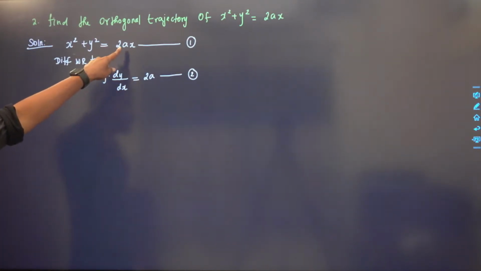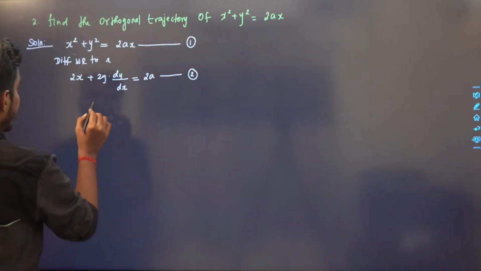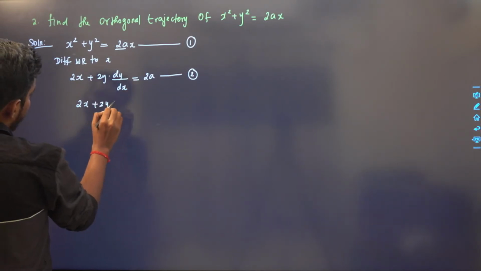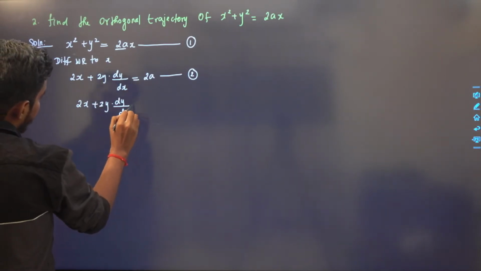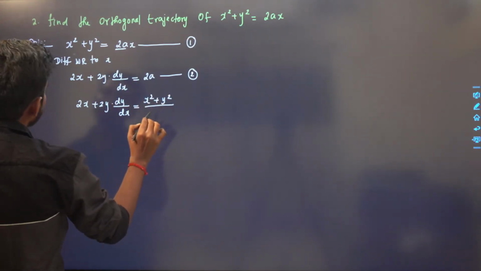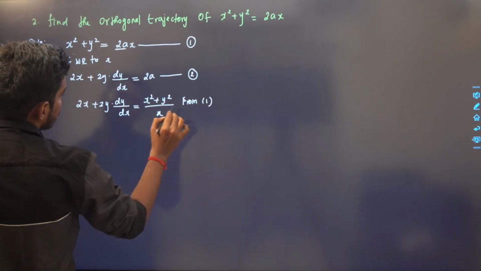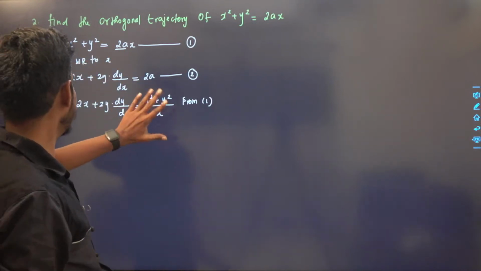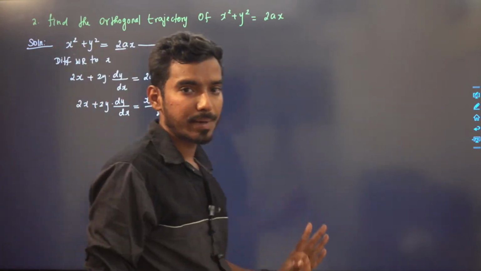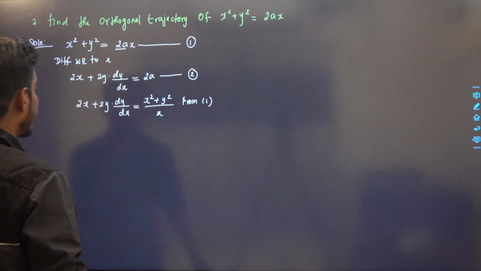So from here I can find the value of 2a. 2a is 2x plus 2y dy by dx. So instead of 2a I can write x square plus y square by x, this is from 1, right? We have differentiated with respect to x, and then we also eliminated the parameter. So the first step is over.